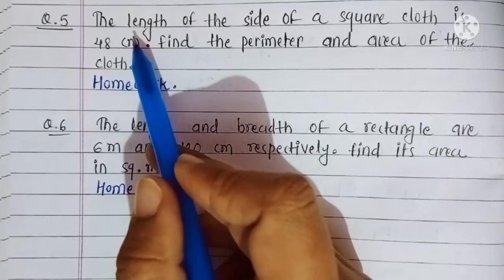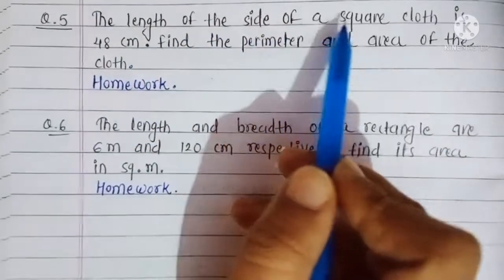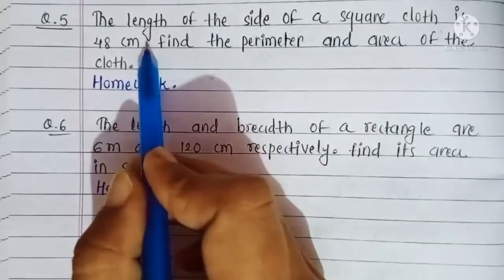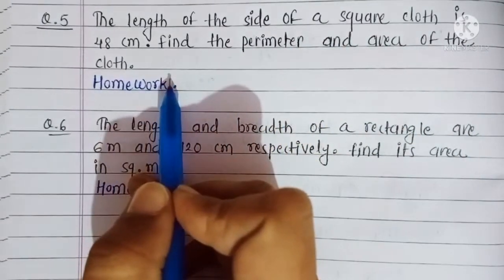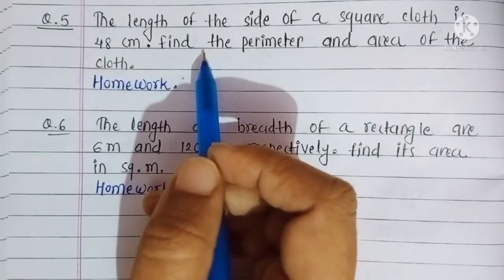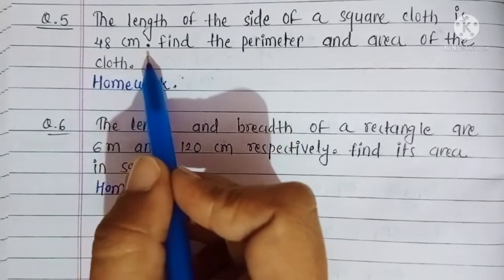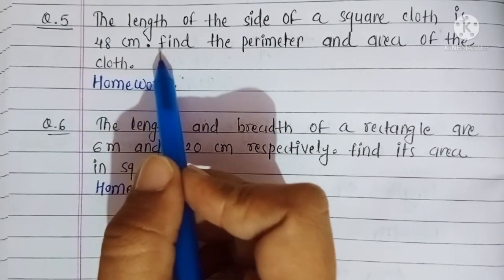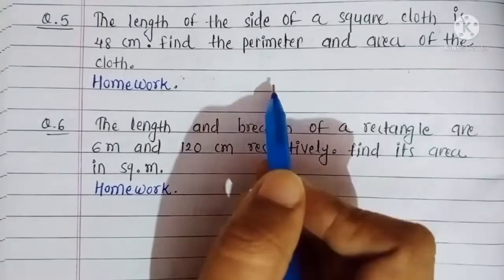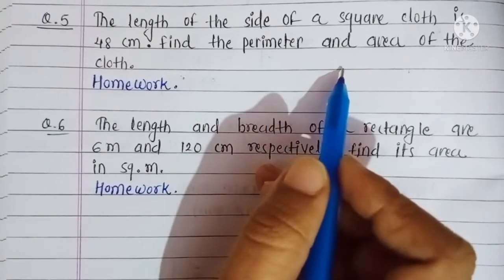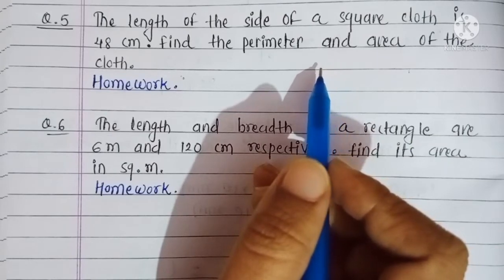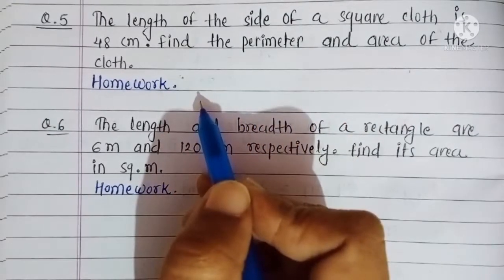Next, question number 5. The length of the side of a square cloth is 48 cm. Find the perimeter and area of the cloth. So here the length of the square cloth is 48 centimeter and we have to find perimeter and area. By using formula of perimeter and area of the square, we easily find the answer. This is in your homework.